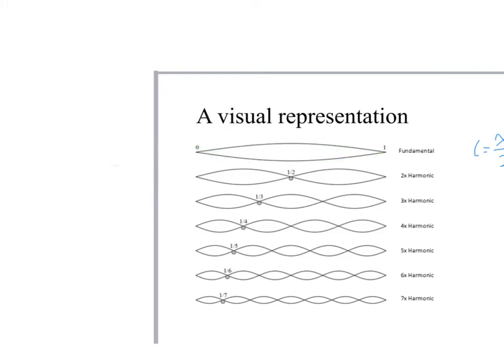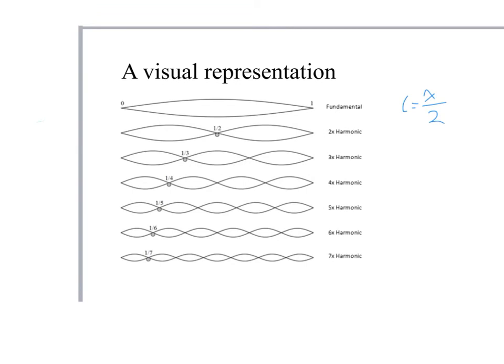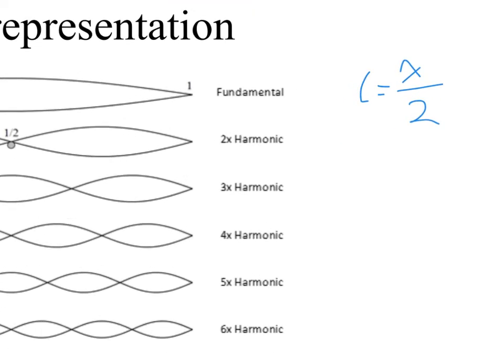When we look at the second and third one, we might see a pattern starting to form. In the second one, the length of the string is exactly equal to 1 wavelength. For the sake of seeing our pattern a bit more clearly though, we can say that the length of the string is equal to 2 times the wavelength over 2, which does just simplify to the length being equal to the wavelength, because 2 divided by 2 cancels out.